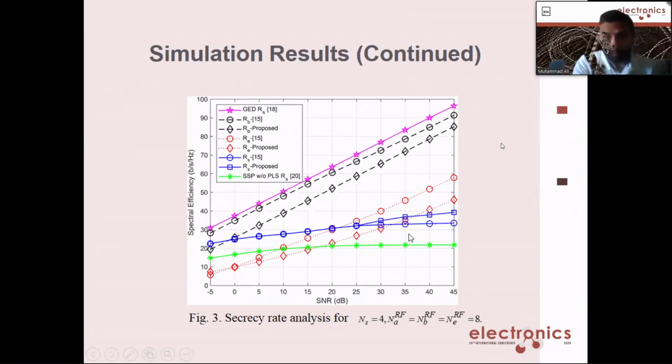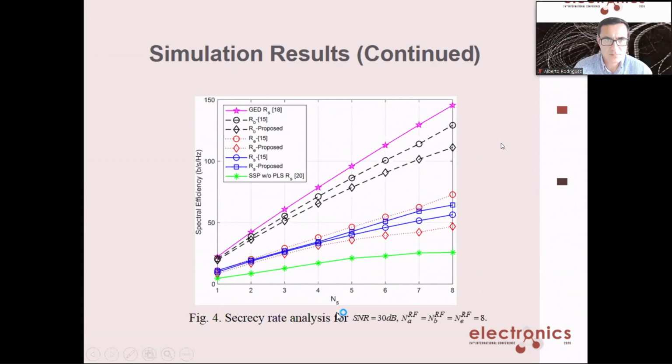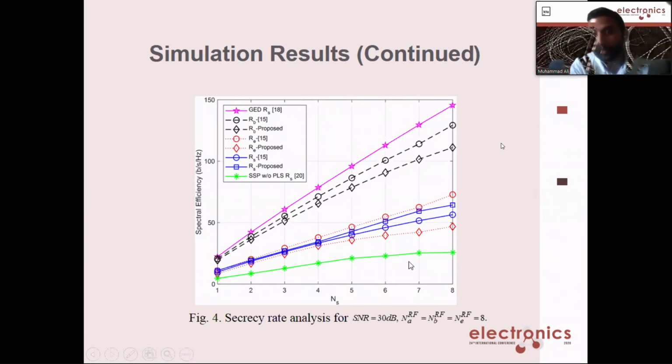The next final result is the accuracy rate of spectral efficiency versus data streams. As you can see, as the number of data streams increases, the accuracy rate performance of the proposed method improves. At 1 to 4, the proposed method is slightly improved, but above 4, up to 8, a slightly better improvement can be seen.